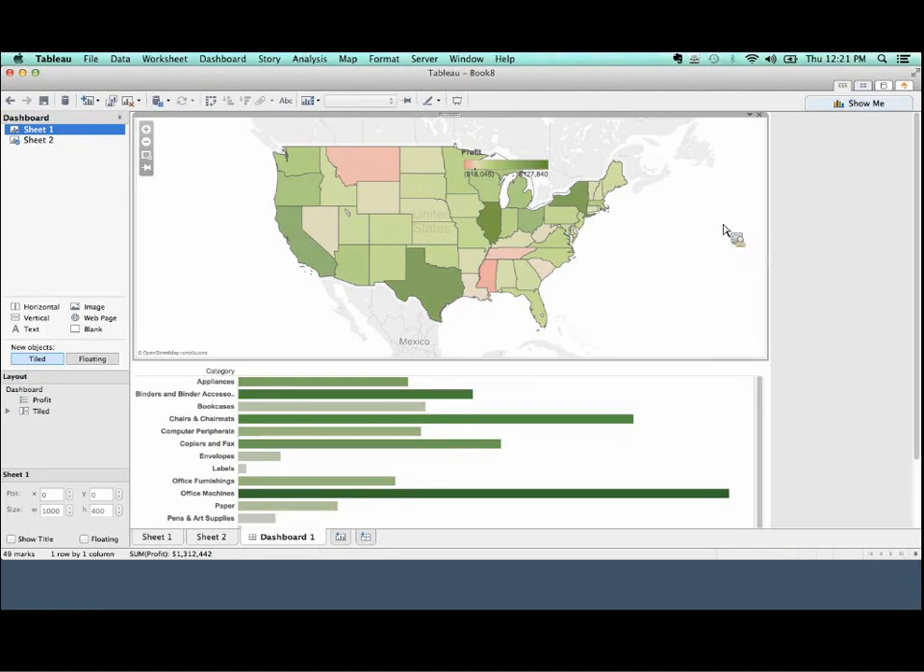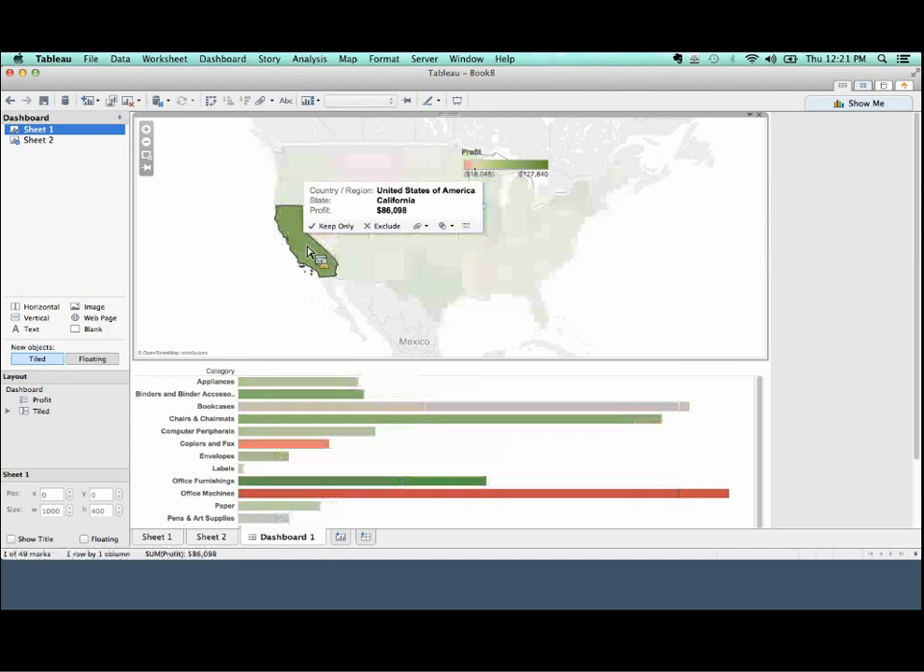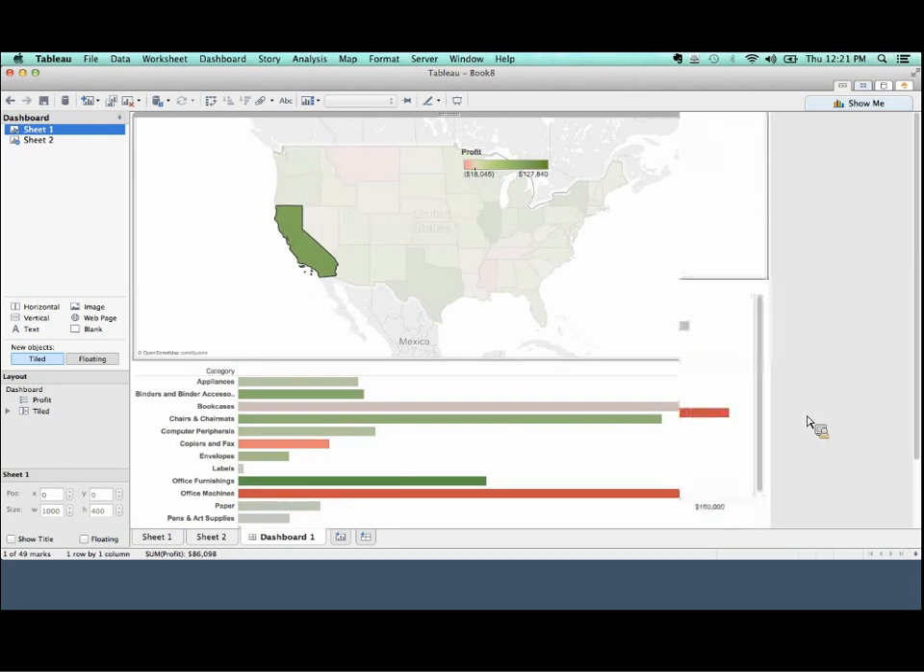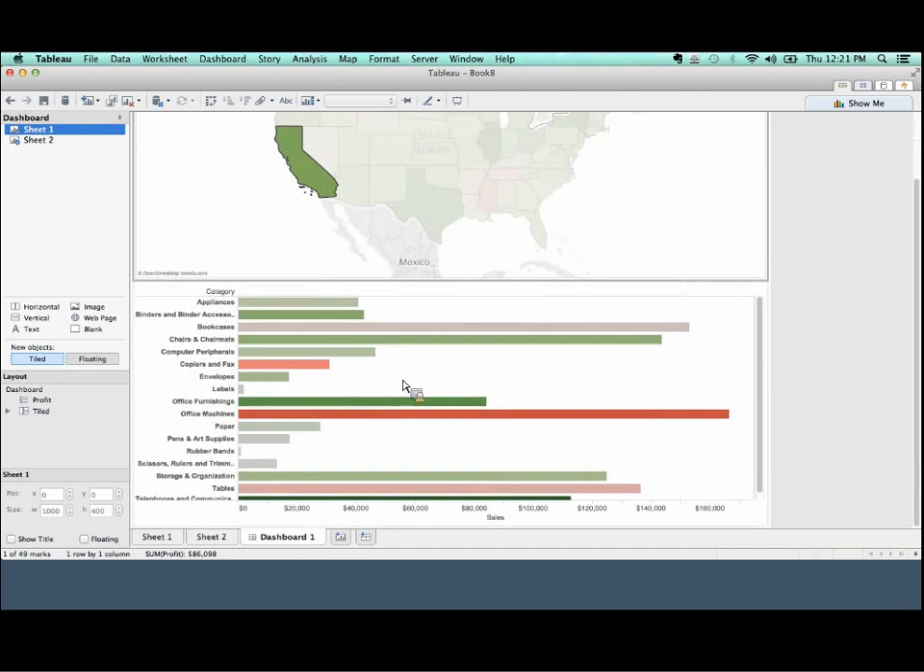If I'm interested in California, I select California. I see they made a profit of $86,000, but more interestingly, I can see what happened in the different product categories. In office furnishings, we had a positive $166,000 in sales, but we lost $17,000 in profitability. And office machines, oh, that was office machines, right? It's very red, meaning we lost a lot of profitability.